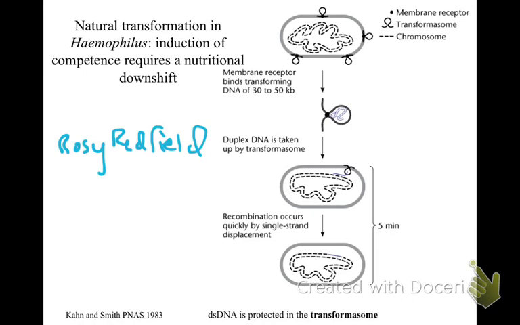Work in Rosie Redfield's lab at University of British Columbia has shown that in this nutritional downshift that occurs, Haemophilus is actually using some of the DNA as a nutrient to prevent it from entering starvation, and some of the DNA, as we've said earlier, ends up being used as a substrate for recombination.